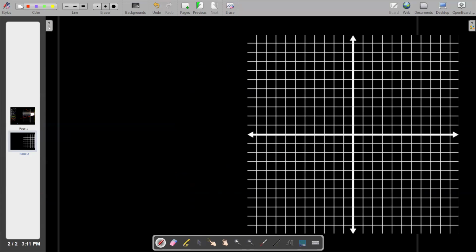So let me put this one up onto the board. So you guys that just came in late, this is basically what you missed: graphing multiple inequalities on the same grid. More than two specifically.